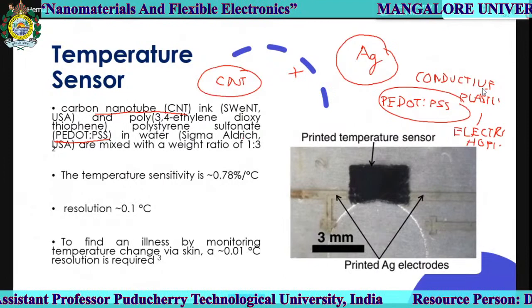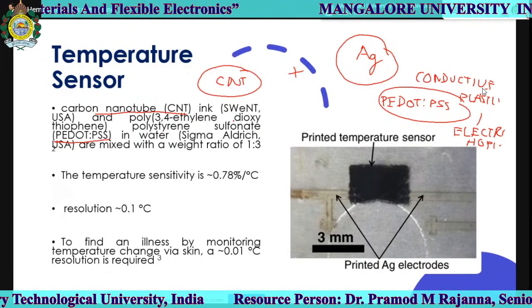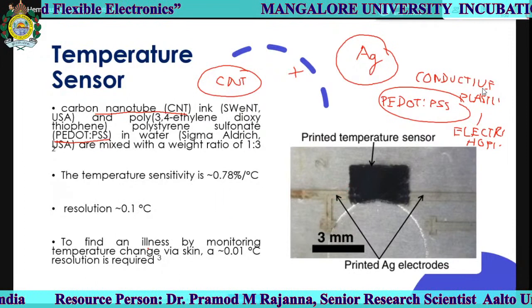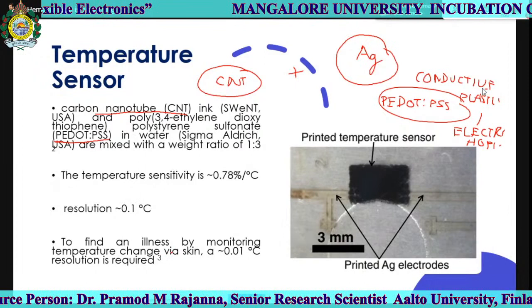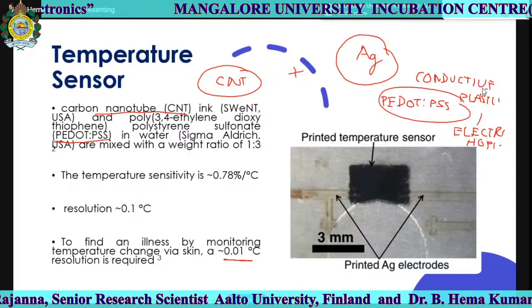You can see this is a shadow printing of a temperature sensor. It offers a good sensitivity of around minus 0.78% per degree centigrade. And for the resolution, to detect a change in temperature, such as an illness, the temperature resolution should be at least 0.01 degree centigrade to identify this. That's the kind of temperature sensor that is employed.